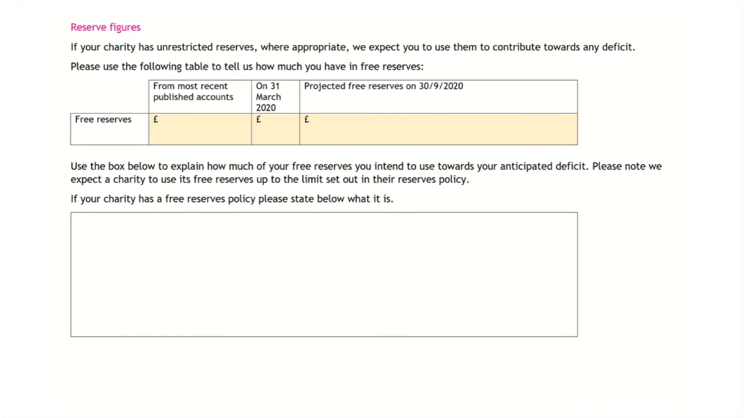In this box, we'll ask you to tell us what your organisation's reserve policy was as of the 1st of April 2020. If your charity has made changes to your reserves policy since the last published accounts, please provide an explanation here. Please tell us in the box how much of your free reserves you intend to use towards your anticipated deficit.